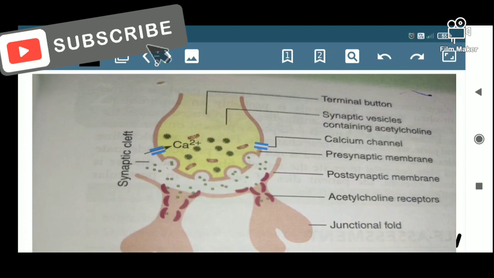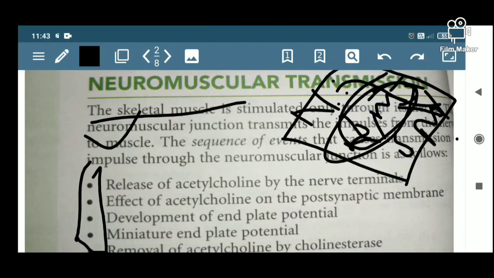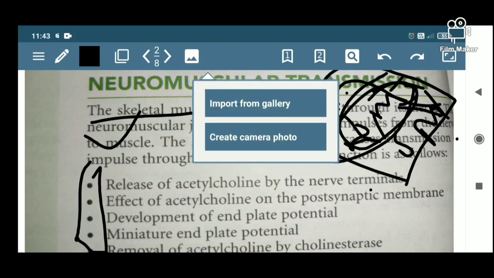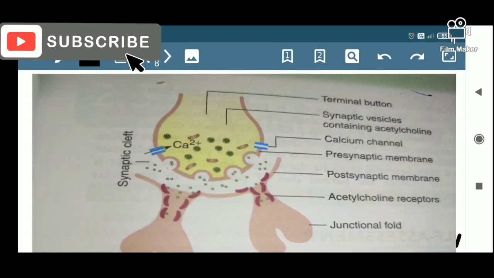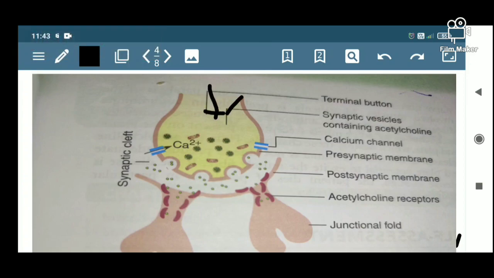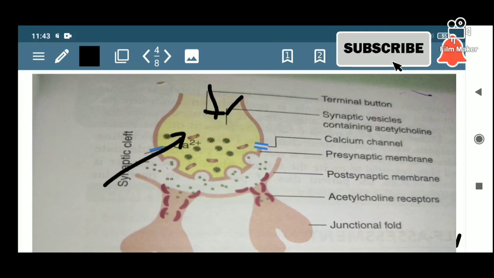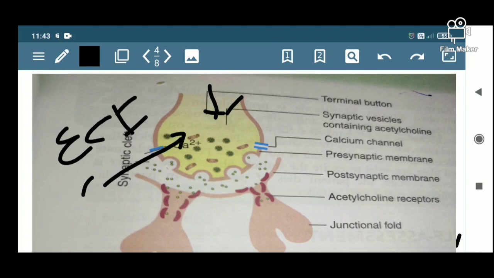So let's go into the first step after learning this basic terminology, that is the release of acetylcholine by the nerve terminals. When a nerve impulse or action potential traveling in the nerve fiber axon reaches this terminal button, the voltage gated calcium channels get opened and the calcium ions present in the extracellular fluid enter into the synaptic knob. This elevated level of calcium triggers the exocytosis of the acetylcholine present inside the synaptic knob. You can see these are the acetylcholine which got exocytosed, meaning they are released into the synaptic cleft.